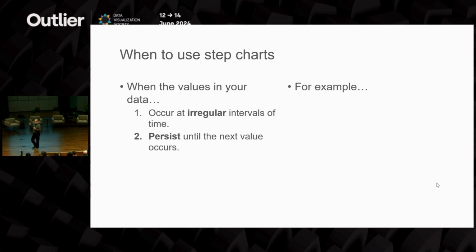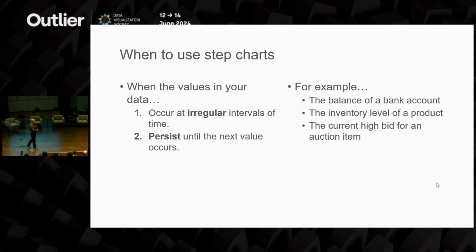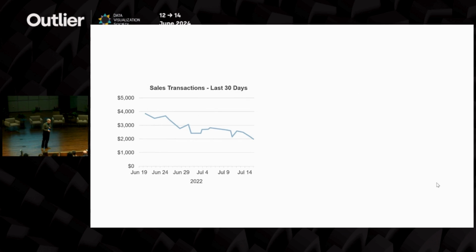Once you realize this, by the way, you'll start to see data like this all over the place, this kind of irregular, persistent data in things like the balance of a bank account, the inventory level of a product, the current high bid of an auction item, the current long jump distance world record. These are all irregular, persistent time series, in which case you have to show them as a step chart. So yet another situation where using a standard line chart is not really the best choice.